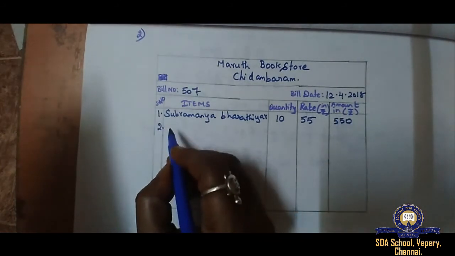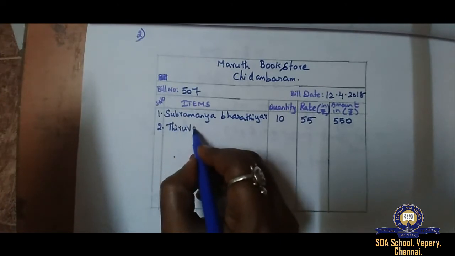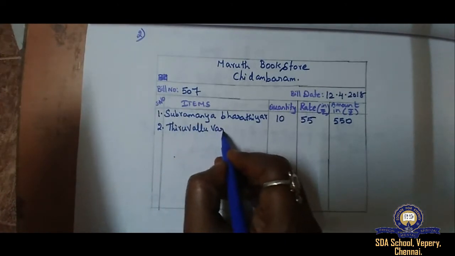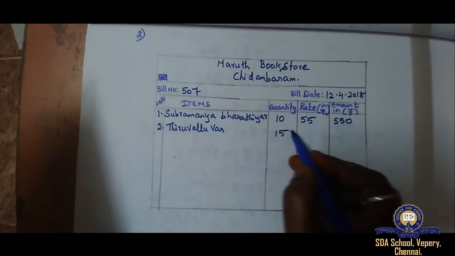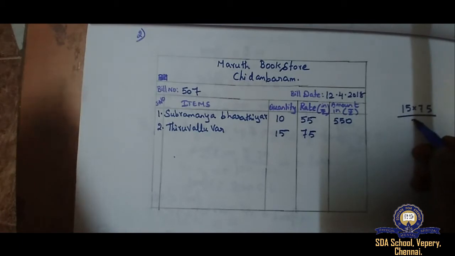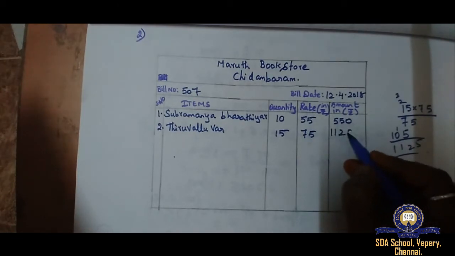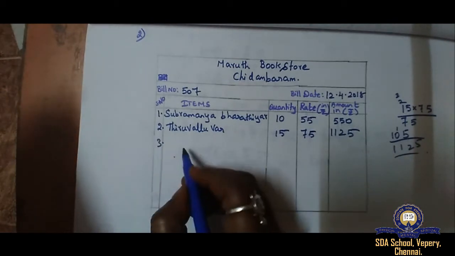Then second thing, what are they purchasing? Thiruvalluvar book. How many copies? 15 copies. 75 each. 15 into 75. If you don't know, please multiply. 5 5s are 25. 5 1s are 5. Balance to 7. 7 5s are 35. 7 1s are 7. 7 plus 3, 10. So 1,125.